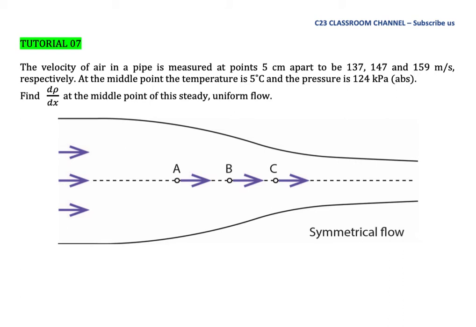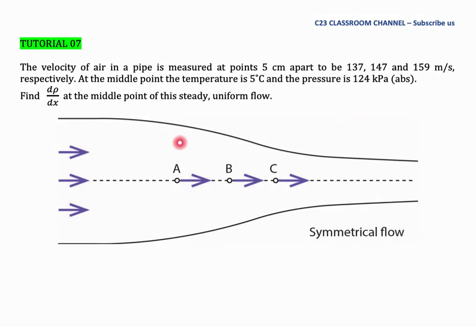The Differential Forms of the Fundamental Laws. Tutorial number 7. The velocity of air in a pipe is measured at 0.5 meters apart to be 137, 147, and 159 meters per second respectively. At the middle point, the temperature is 5 degrees Celsius and the pressure is 124 kilopascal absolute. Find d rho over dx at the middle point of this steady and uniform flow.